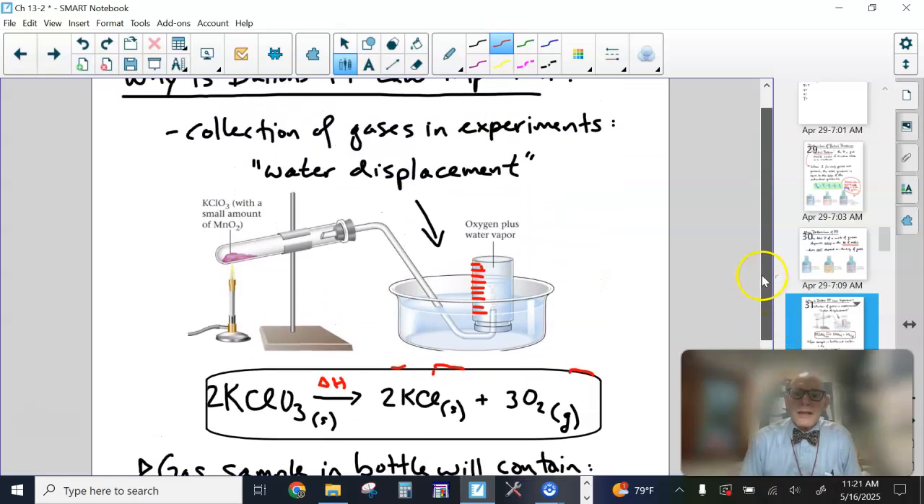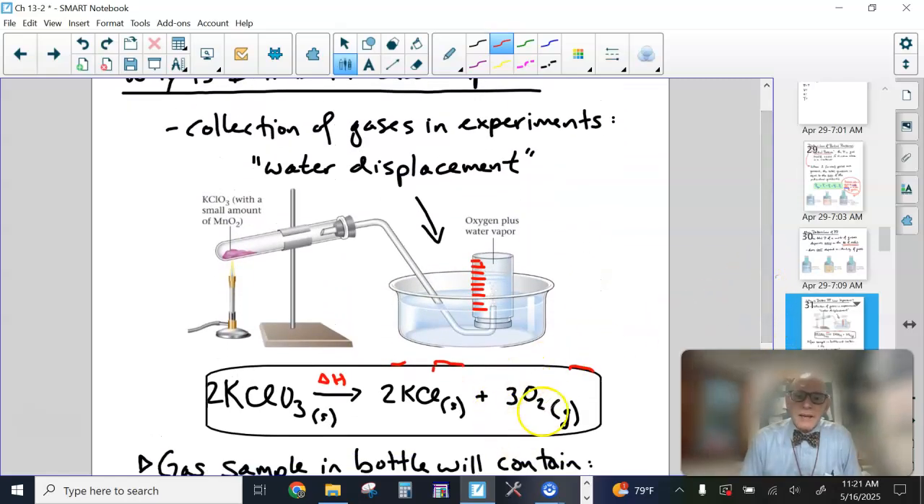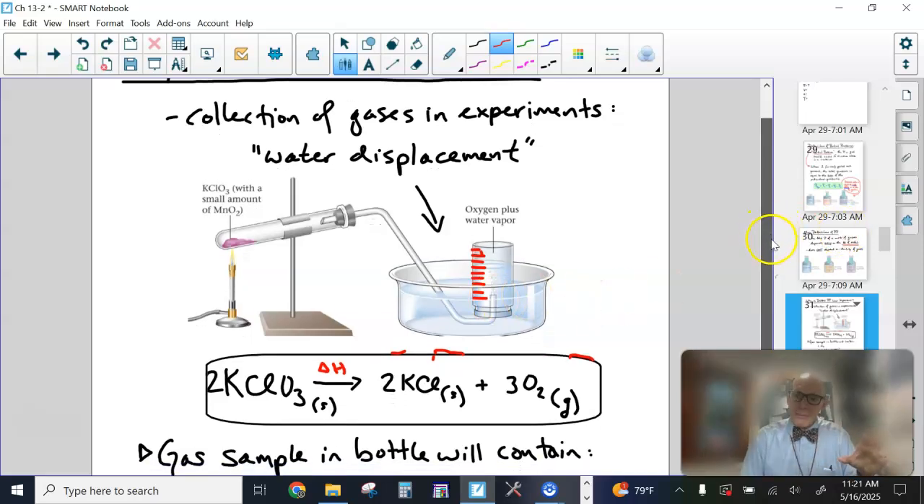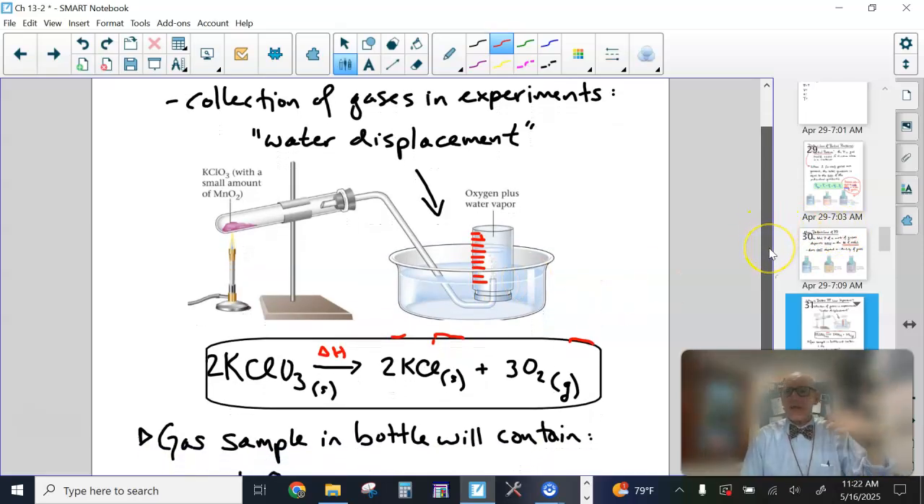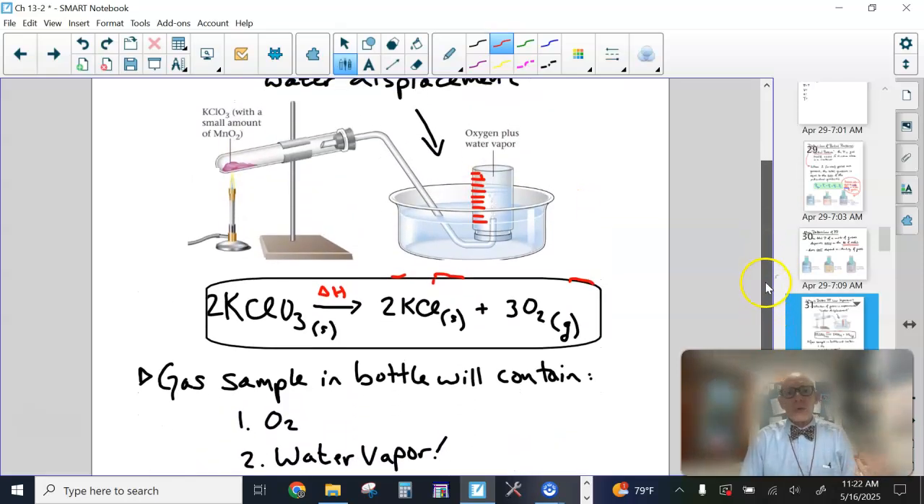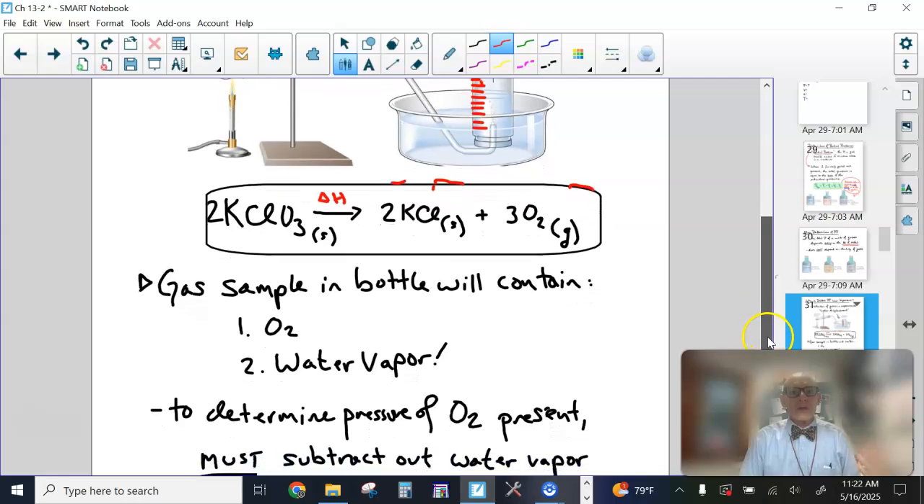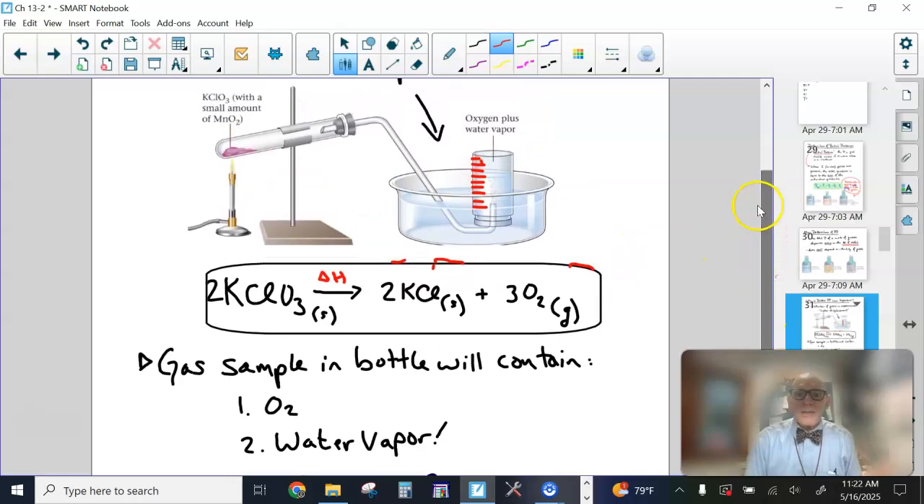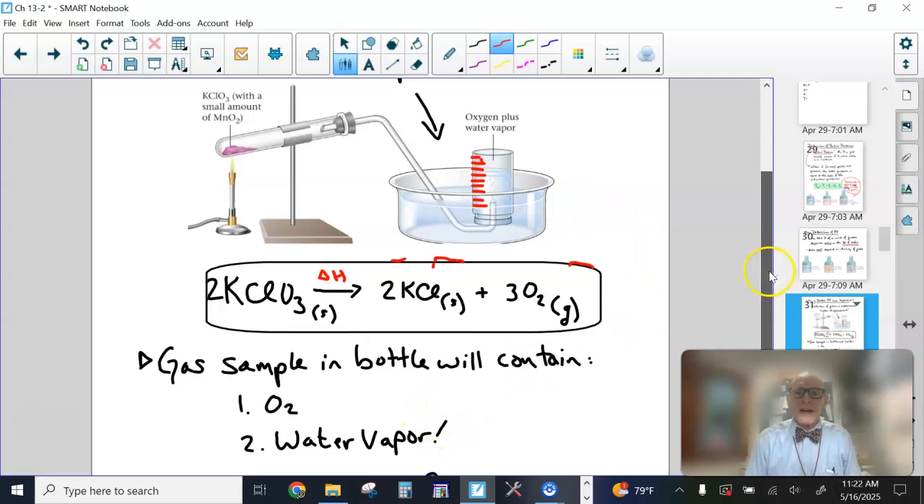So the problem is this: it doesn't just contain pure oxygen. At any temperature, water vapor evaporates. You guys know this in DC when we have those hot, humid days. The warmer it is, the higher the temperature, the more water vapor air can hold. So this gas that we've collected is not pure oxygen. It includes water vapor, and that's an error, and it can be an error of 3 to 5%.